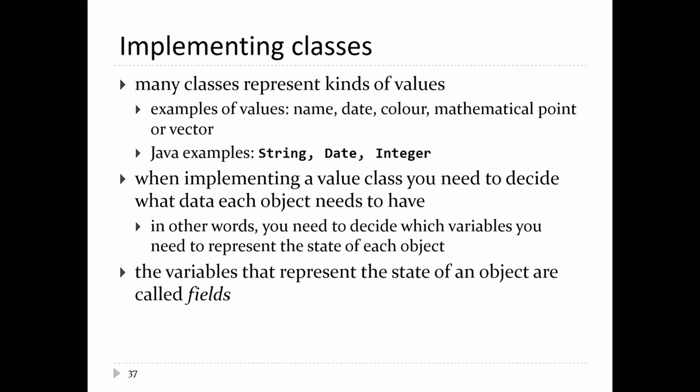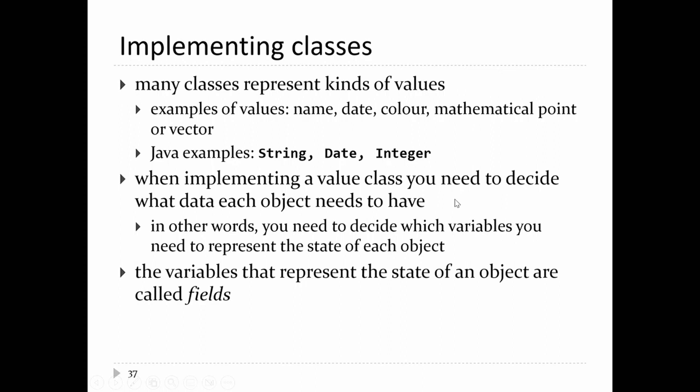So when you implement a class, there are many types of classes that you could choose to implement. Most of the classes that we implement in this course are what are called value classes. A class can represent a value like a name or a color or a mathematical point, or a vector. Examples of value type classes are things like String, Integer, and Date. There's a class called java.util.Date that represents times.